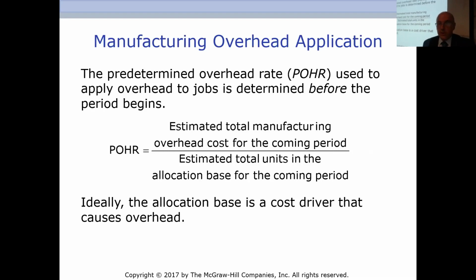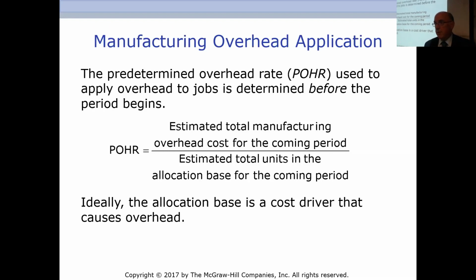Here's how you estimate it. It's estimated total manufacturing overhead cost for the coming period. You make a wild guess at what that cost is going to be. Well, it doesn't have to be too wild. Then you divide it by the estimated total units in the allocation base, whatever that is, if it's direct machine hours or labor hours. And that would be your predetermined overhead rate. Then you multiply that by whatever the volume of activity is. So in that equation, y equals a plus bx. Y is the total, a is the fixed, and the b and the x would be this number plus the level of activity.